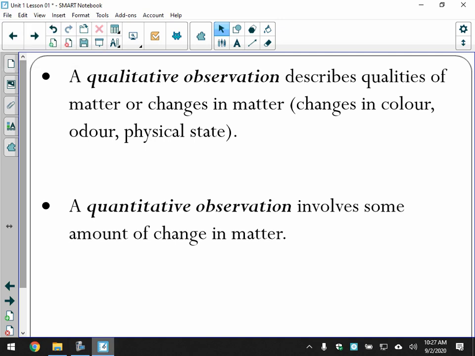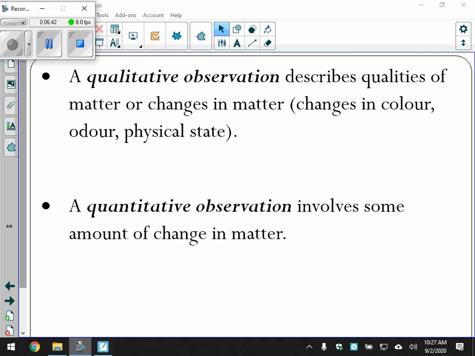We'll just briefly take these as well, and then I think we're pretty much done with this first one. A qualitative observation describes the qualities of matter or changes in matter, so things like changing color, odor, or physical state. Quantitative involves quantities, some kind of amount of change. Quantitative obviously involves an amount of change in some way, shape, or form, so it could be the concentration or the mass or something along that line.